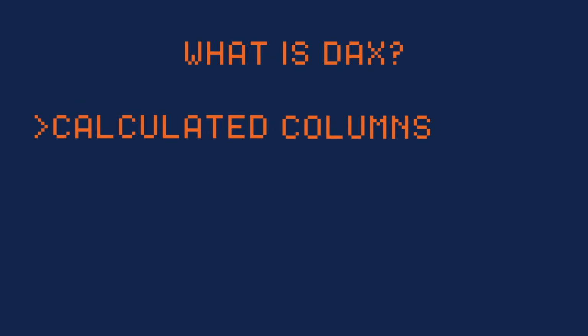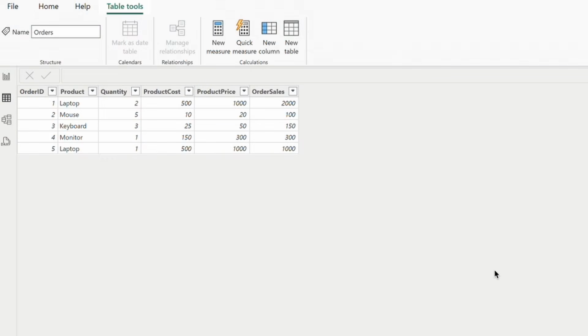Two key components that are related to DAX within the context of Power BI are calculated columns and measures. So let's take a look at each of these, starting with calculated columns. To start, here is a very basic data table that we'll be working with. We've got these values in an Excel spreadsheet that I've gone ahead and connected to our Power BI report.